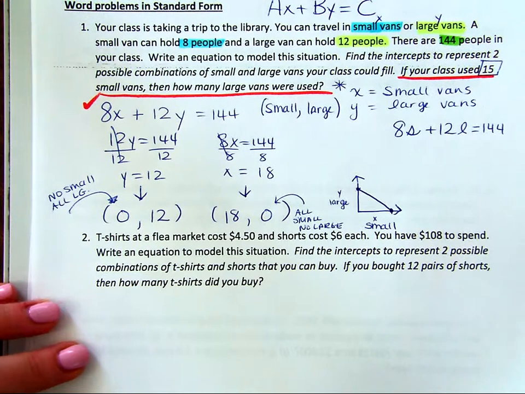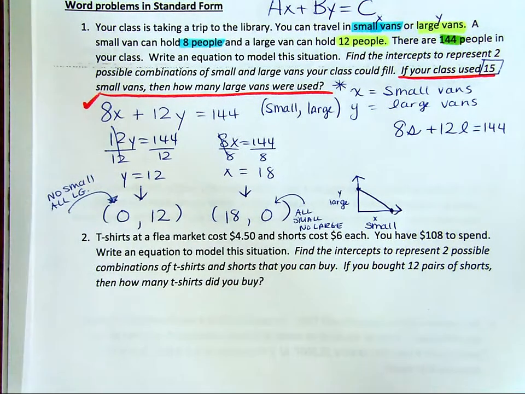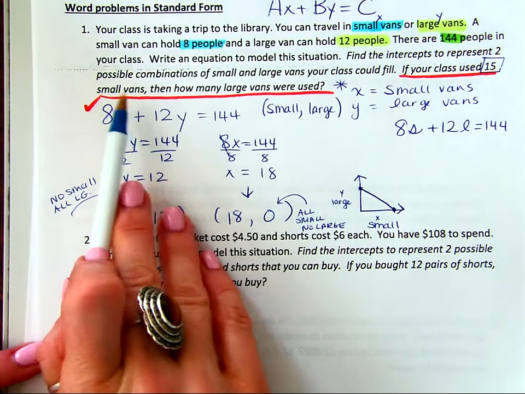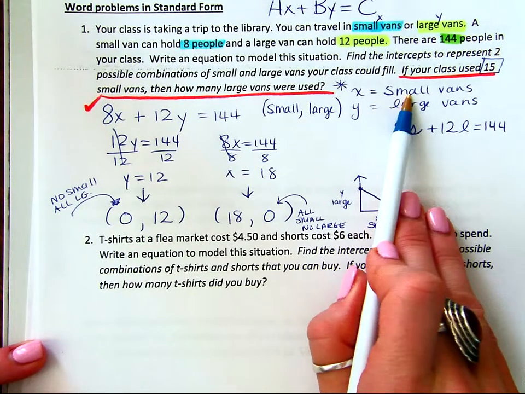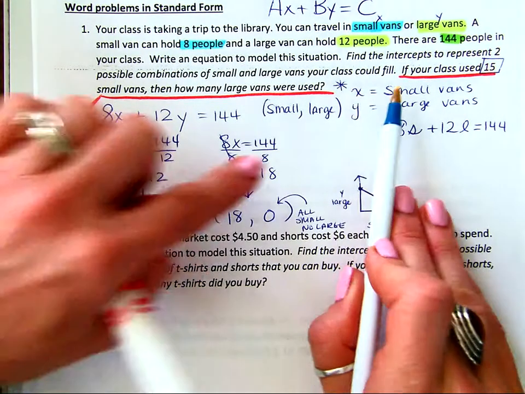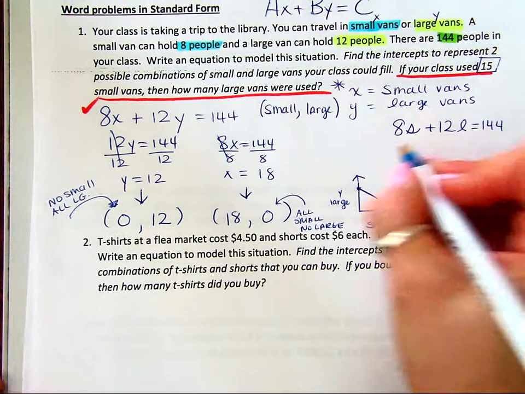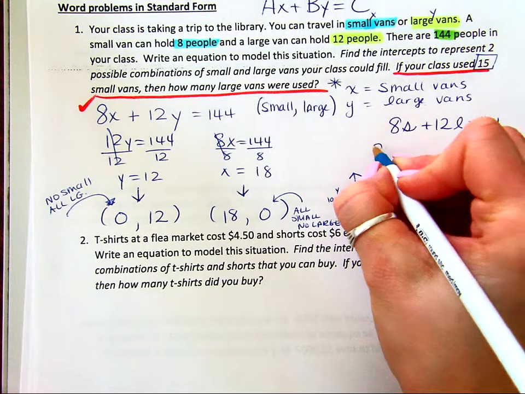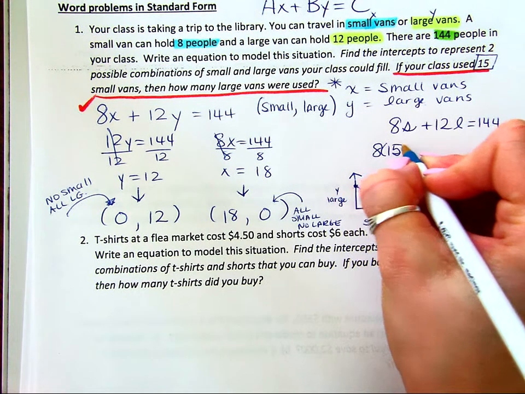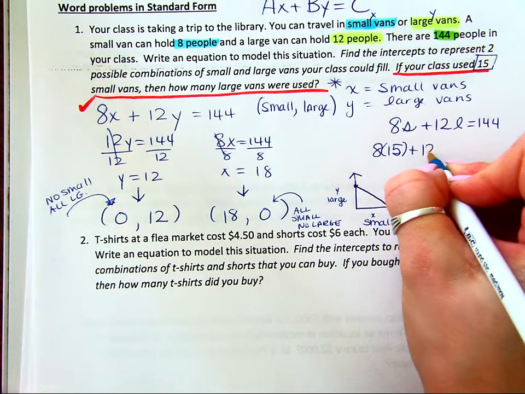Am I putting it in for x or y? Well, it's representing small, and small is your x. Do you see why these are important? I don't know about you, maybe you can keep it straight, but I'm the teacher and I need to see it. Because every time I do this, I'm like, okay, which one do I put it in? Oh, it's right there. So now I'm going to say 8 times 15, because that's the small, plus 12y equals 144.